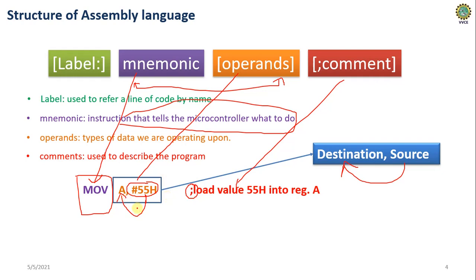So here it is not like that. So the move instruction tells the controller to copy the data from source to destination. And remember, in the operands, the first operand is always the destination and the second is always the source. Okay, see, load the value 55H into the register A.